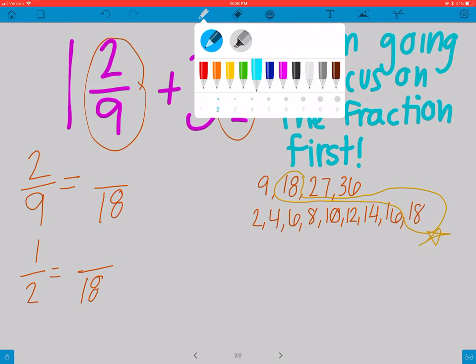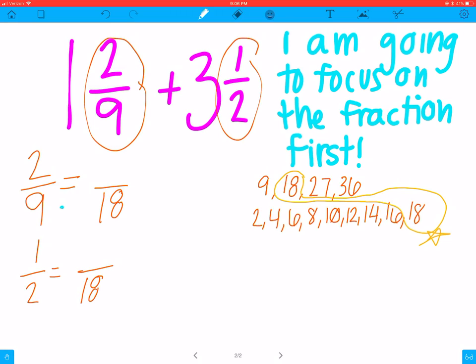Now, what did I do to the 9 to get to 18? Well, I multiplied by 2. Now, I don't know why I have 2 multiplies, but that's okay. I still multiply by 2. So when I do that to the denominator, I need to do it to the numerator. 2 multiplied by 2 is 4. Now to 1/2. I multiply by 9 to go from 2 to 18, and 1 multiplied by 9 is 9.